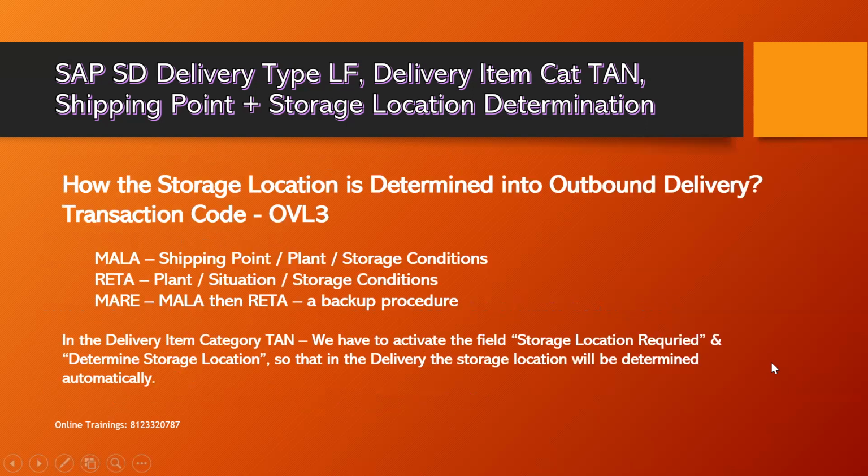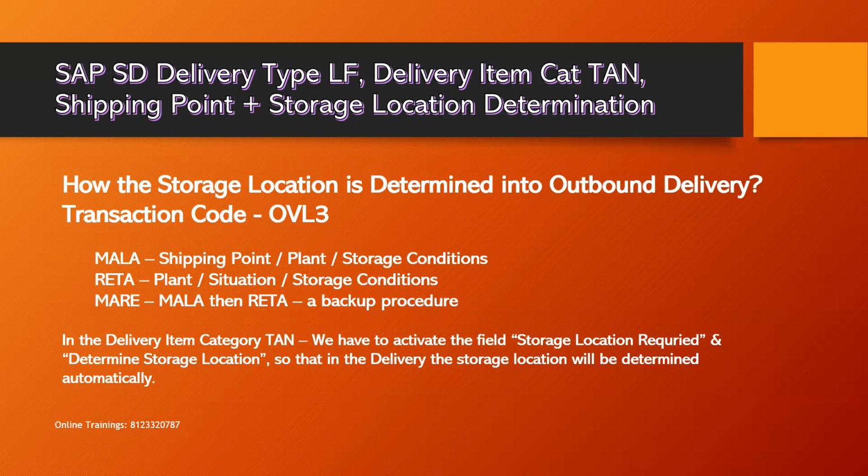The next interview question is how the storage location is determined in an outbound delivery. So directly we can go to the transaction code OVL3. For the shipping point, the transaction code is OVL2. For the storage location determination, we can directly go to the transaction code OVL3. There are three rules like MALA, RETA, and MARE. Normally this will be associated with the delivery document header LF, that is MARE, that is MALA, then followed by the RETA, a backup procedure.